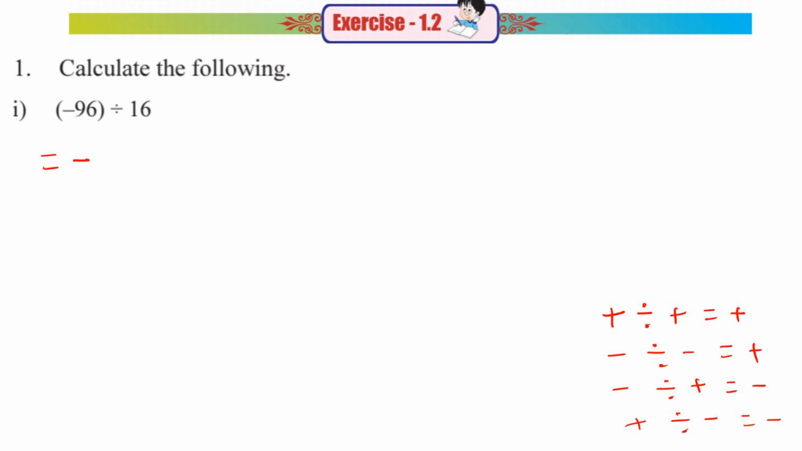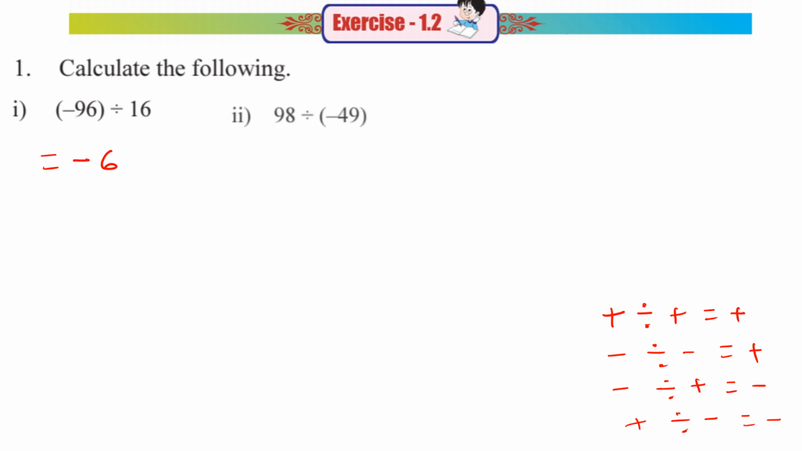Sorry, 96 divided by 16. So what is that answer? 16 6s are 96, right? So that answer is minus 6. Minus 96 divided by 16 is minus 6.